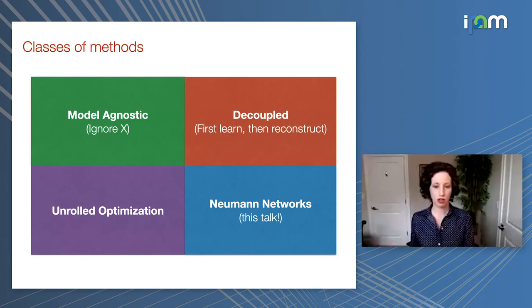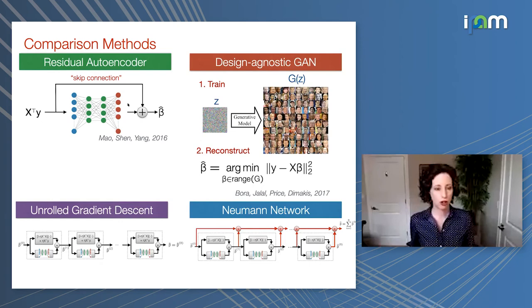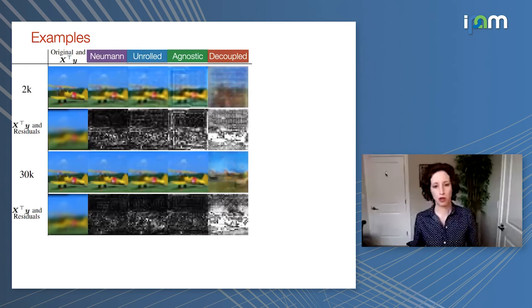Okay, so we had 4 classes of methods, and I'm going to show you results for one method from each class. A residual autoencoder, which corresponds to an agnostic method that doesn't really use X except for maybe some rough initialization. This generative model approach, which is decoupled because we train and then reconstruct. The unrolled gradient descent and the Neumann network. So first I can just show you one simple visual anecdotal example, where on the far left I've got the original and then X transpose Y, which is the input to each one of these methods. And then I can see the results of these 4 different approaches and their residuals.